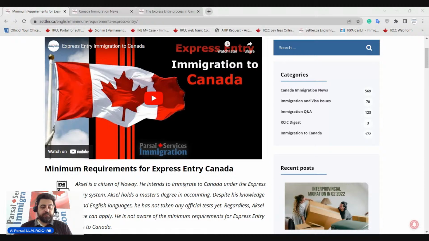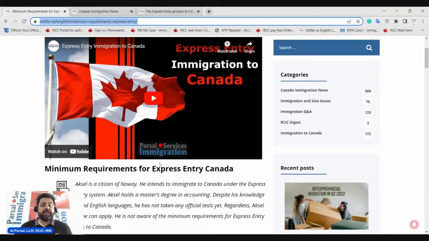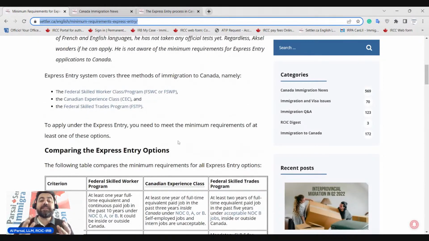So without further ado, let's talk about the minimum requirements for the express entry system. The first thing that you need to know is that express entry system is a system. It's not an immigration option to Canada. What it does, it covers three major immigration options in Canada. In other words, to enter the pool of express entry, to apply through the express entry system, the first thing is that you need to qualify for at least one of these three immigration options in Canada.